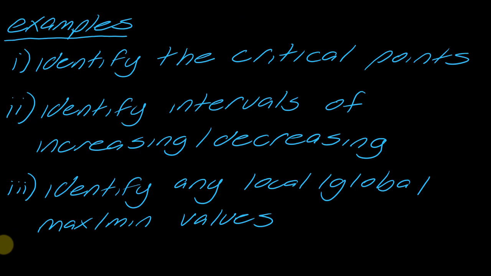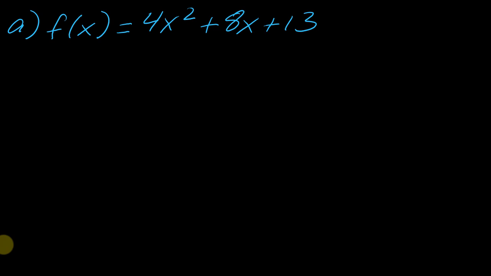Alright, so in the examples we're going to talk about, we want to identify the critical points, identify the intervals of increasing, decreasing, and then identify any local or global max or min values if possible. Okay, so with these examples, I'm going to give you the function and then you've got to figure everything else out. So this is calculus. We're probably going to have to take a derivative, right? So let's start by taking a derivative.